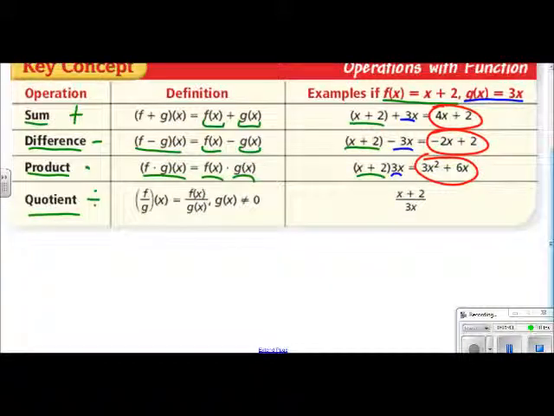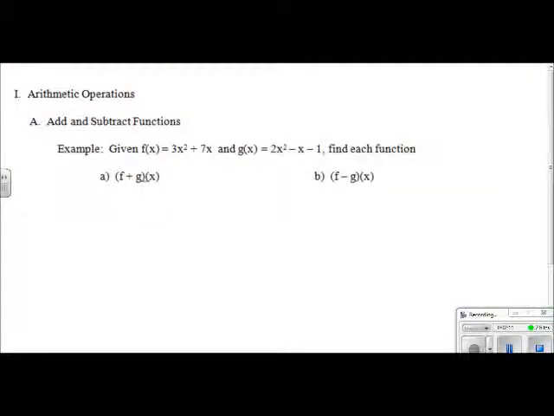And quotient. If we're going to do f divided by g of x, that'd be f of x divided by g of x. And in this particular case, g of x can't be equal to 0, because then we'd be dividing by 0. So x plus 2 over 3x would be our total function there. Well, not composition. I shouldn't say composition. That should be our operated upon functions.